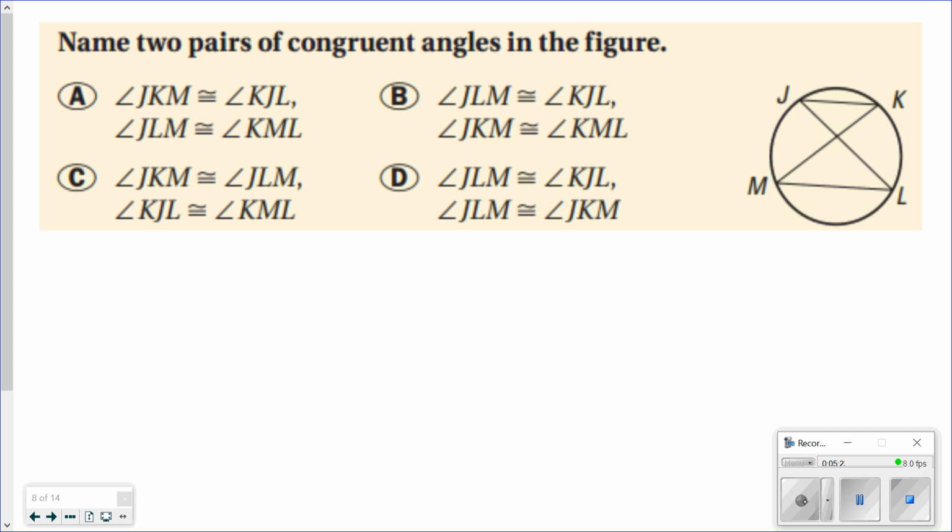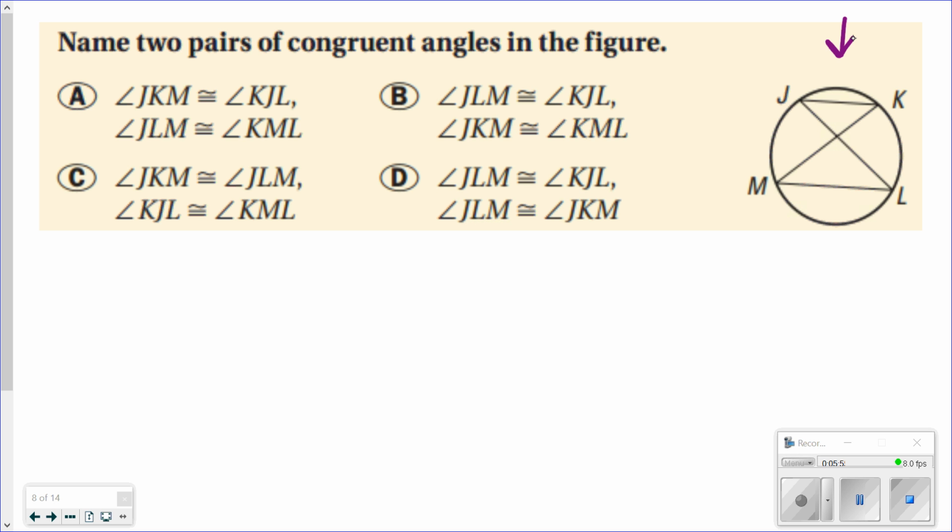Name two pairs of congruent angles in the figure. So here's our figure. Which answer choice is correct? A, angle JKM is congruent to angle KJL, and angle JLM is congruent to angle KML. B, angle JLM is congruent to angle KJL. Angle JKM is congruent to angle KML.